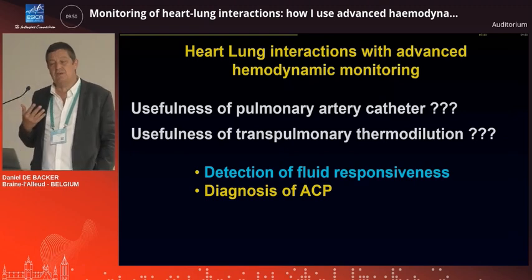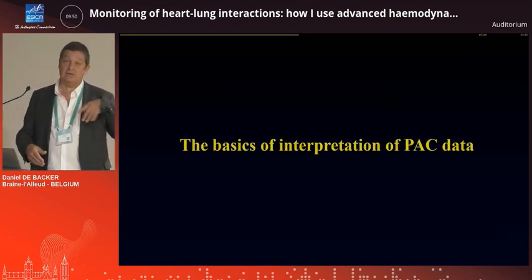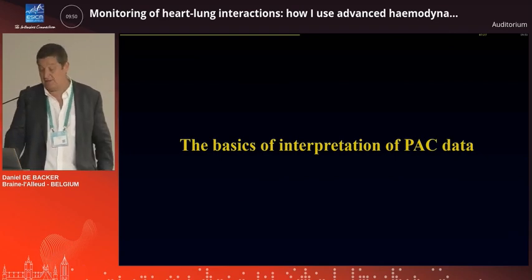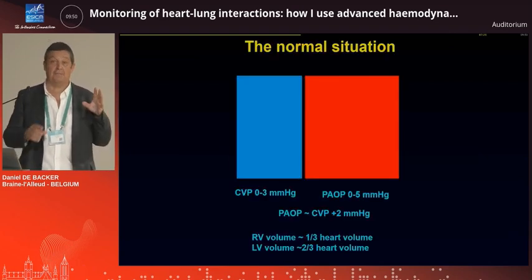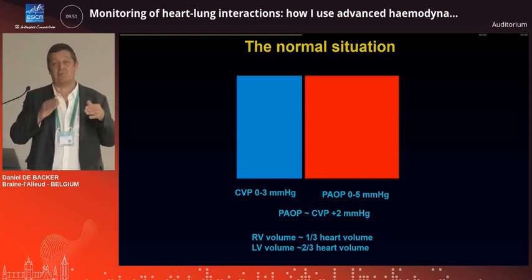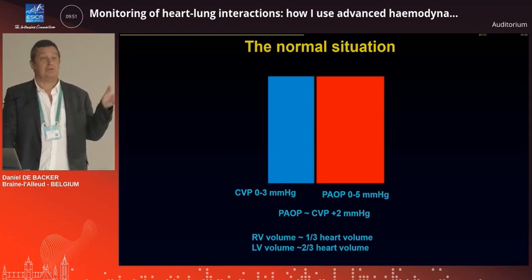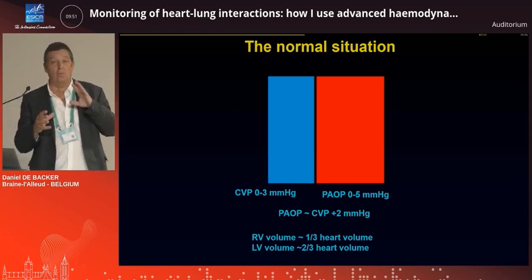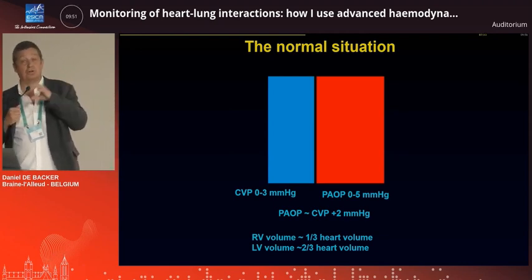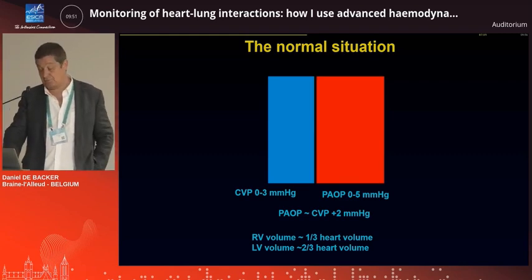Because indeed, we may discuss here the diagnosis of acute cor pulmonale. And this again, we need to go back to the basic interpretation of PA catheter data. We need to remember that we assess volumes indirectly with pressures. And so in normal conditions, we always have the pulmonary arterial occluded pressure, which is 2 millimeters higher than the right atrial pressure.